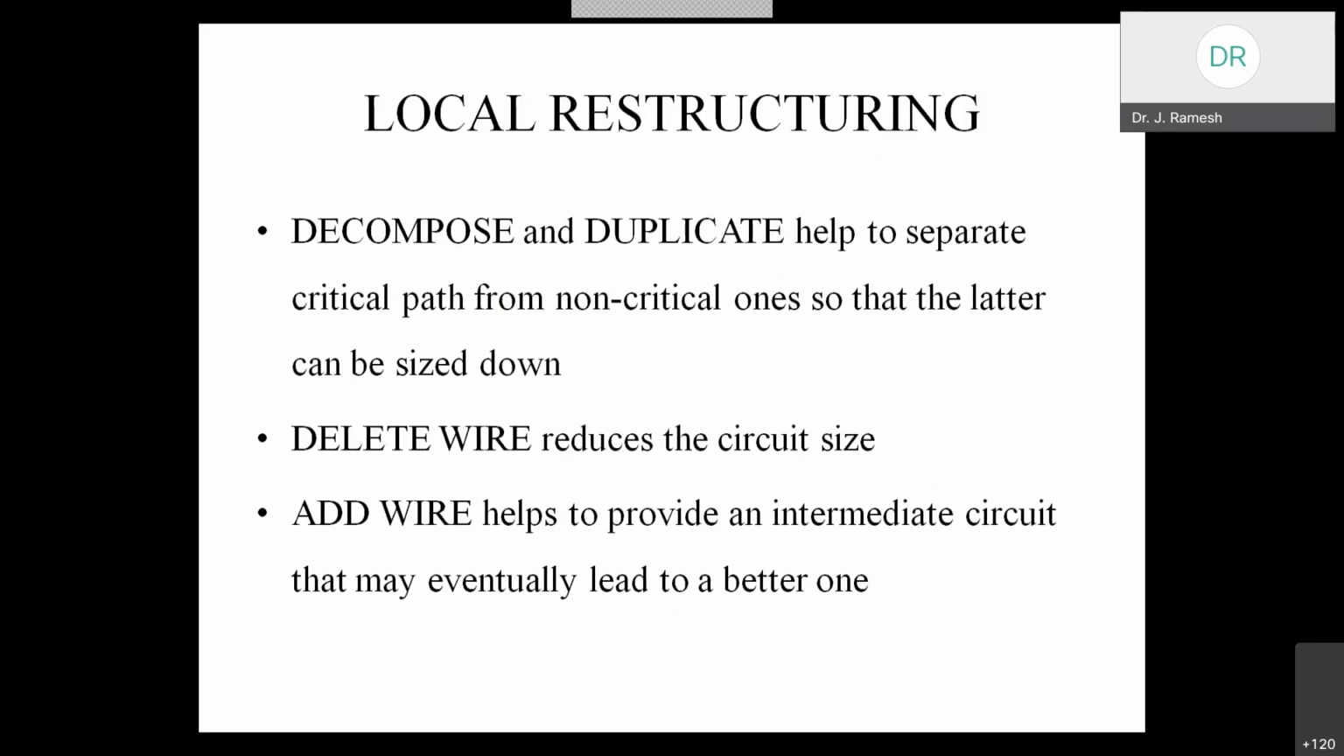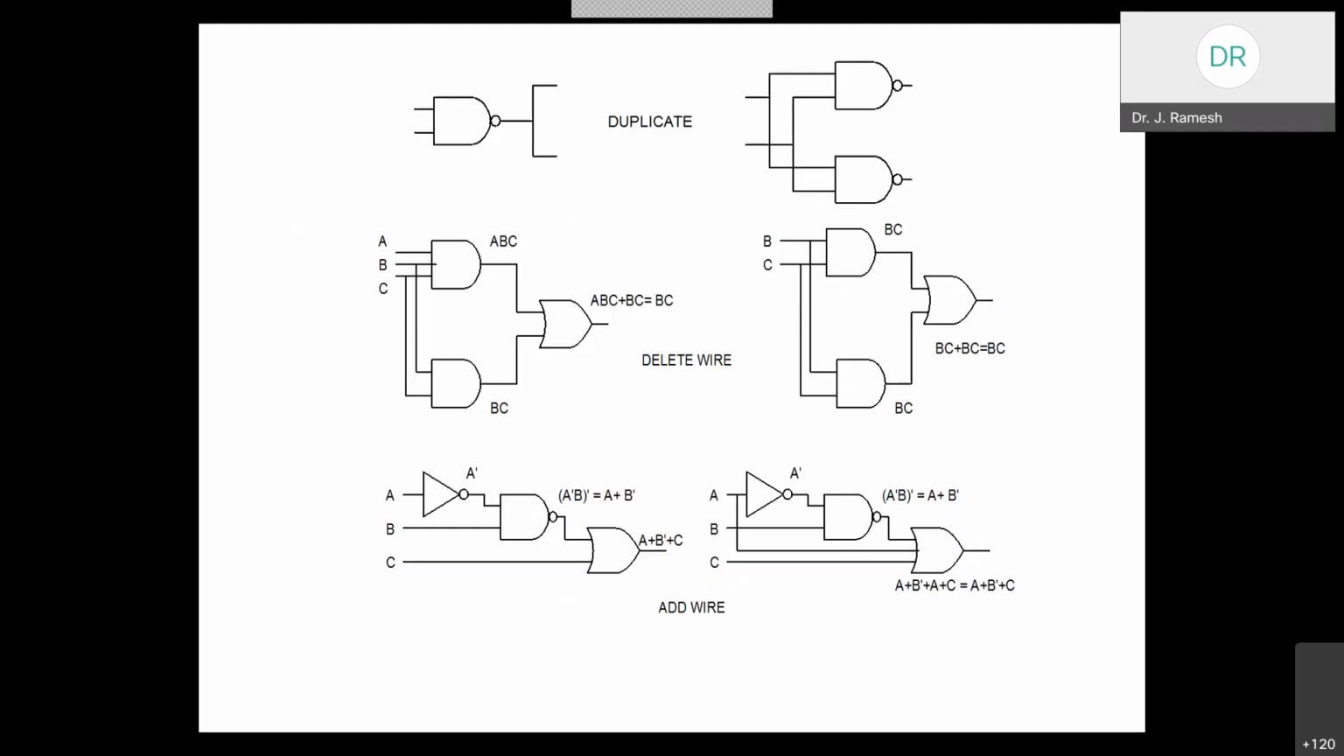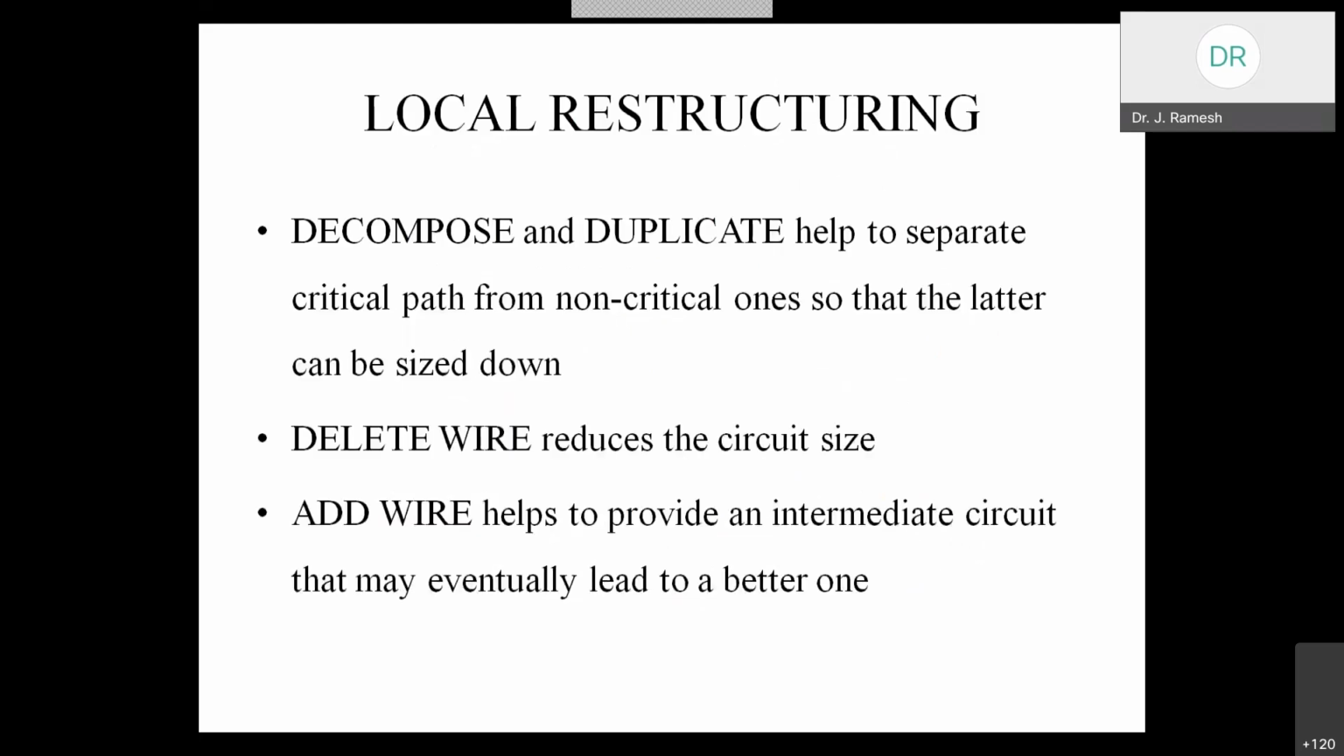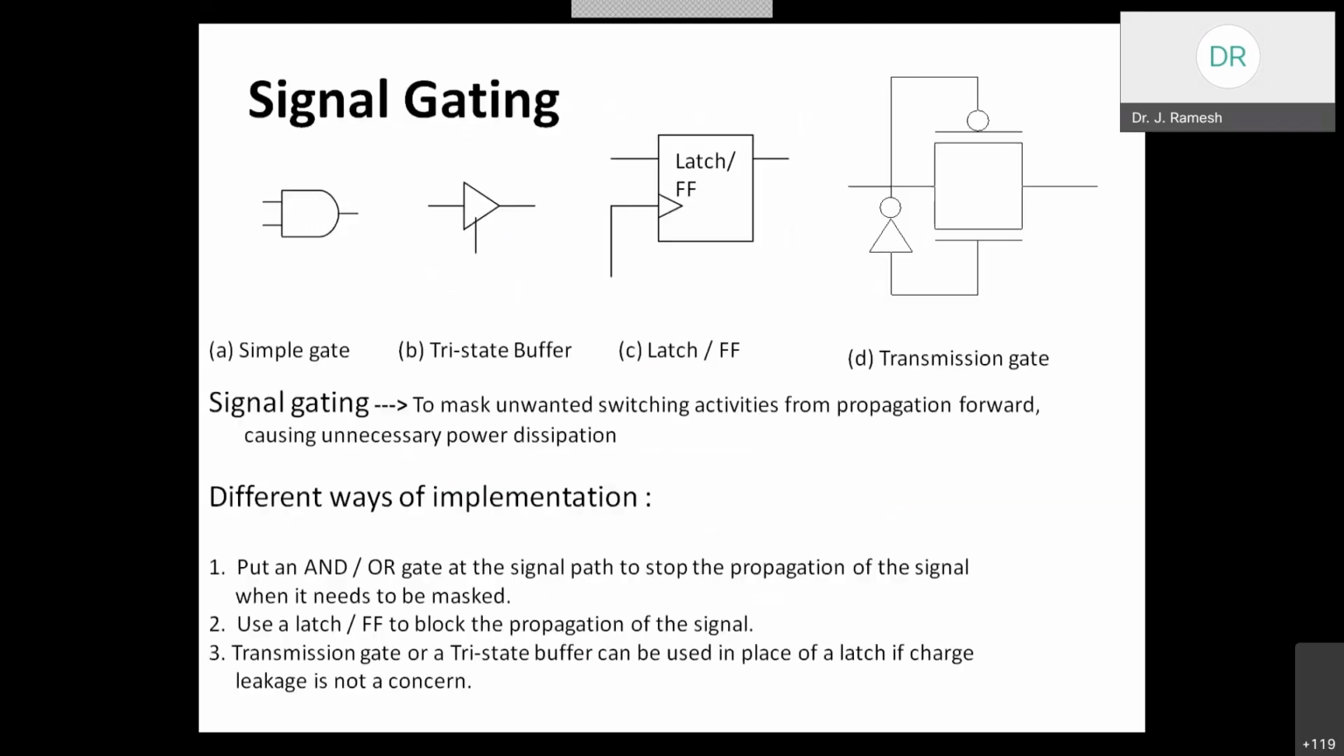But at the same time, in the next case, add wire helps to provide an intermediate circuit that may eventually lead to a better one. Here you can see we are introducing one more input, which goes to the final OR gate. That may be different as far as the power point of view is concerned. So by applying these local restructuring rules like decompose, duplicate, delete wire, add wire, etc., we can reduce the power. And the next one at the logic level is signal gating.